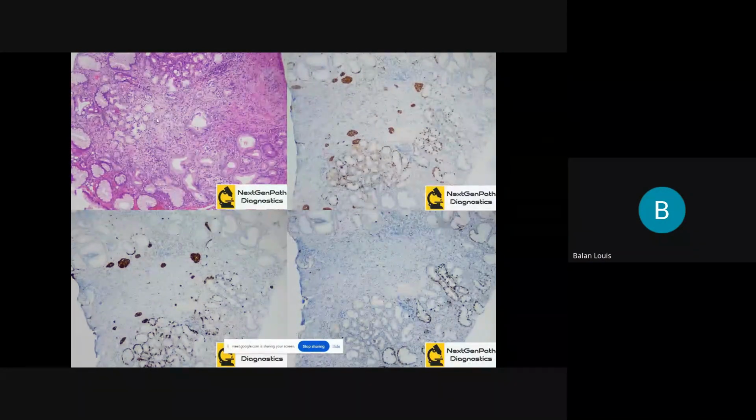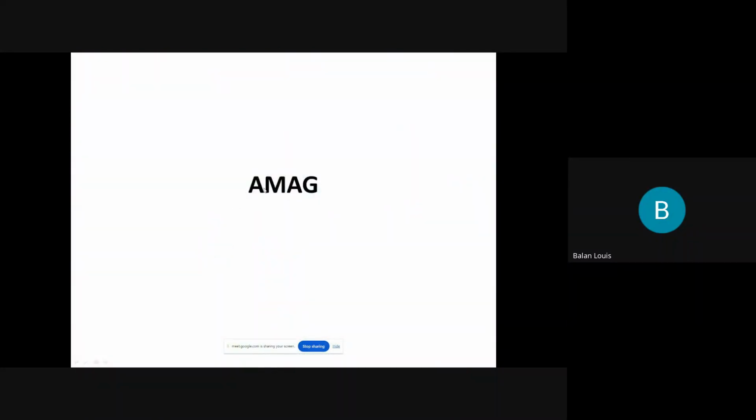But what we are seeing here, we are seeing some small clusters of cells which are randomly distributed. When you do synaptophysin, chromogranin immunostains, these small clusters of cells are strongly positive, indicating that there is neuroendocrine hyperplasia, whereas Ki-67 labeling index, it's a nuclear stain, doesn't highlight any of these. So this is a typical case of autoimmune metaplastic atrophic gastritis.